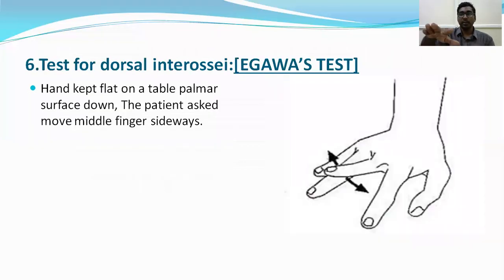So what does the Egawa test mean? You have to keep one finger like this, and ask the patient to do this. So the patient doing this means the dorsal interossei are intact.